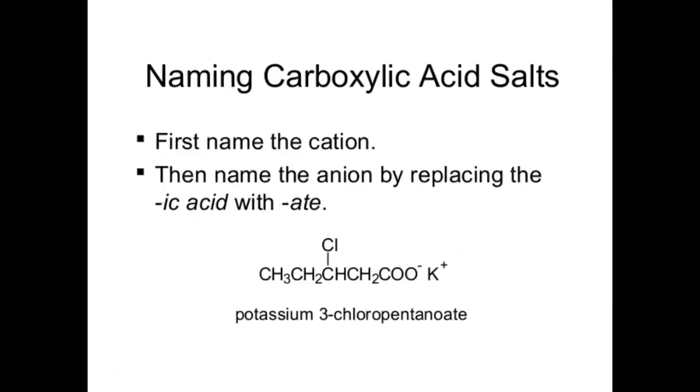Naming of the carboxylic acid salt. First name the cation, then name the anion by replacing the -ic acid with -ate. Potassium 3-chloropentanoate, right.